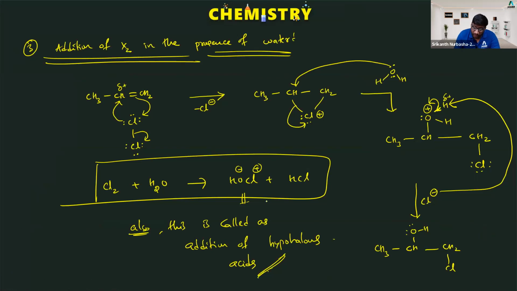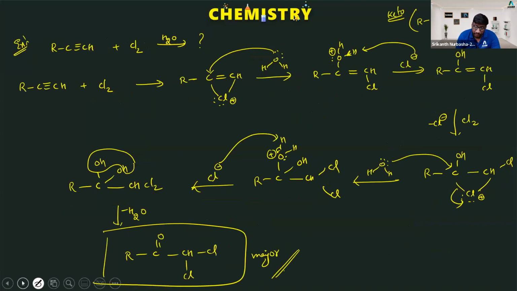Addition of halogen in the presence of water. So water acts as a nucleophile in the second step. First step, same cyclic halonium formed. I'm just showing all these slides because you will get an idea. All these are discussed. Whenever we are looking at the slides in the alkenes, you have to get the idea and catch it up. Alkyne also we have taken, treated with Cl2 in the presence of H2O. We can add Cl2 in the presence of H2O twice because we have a triple bond here.